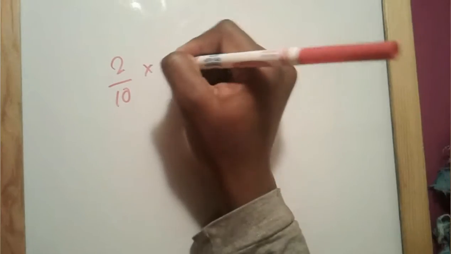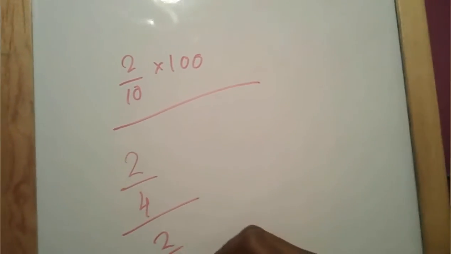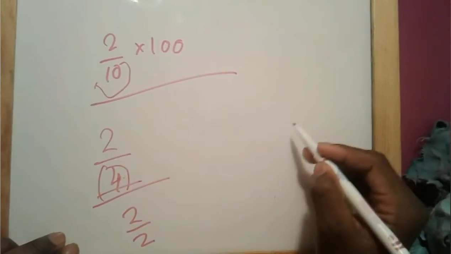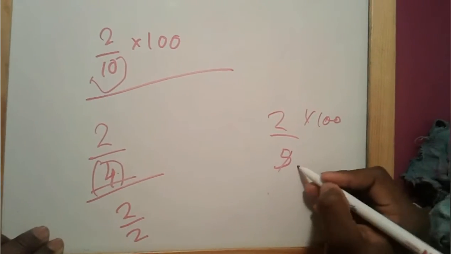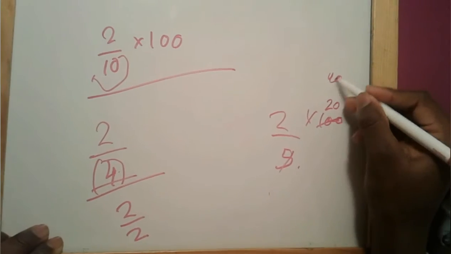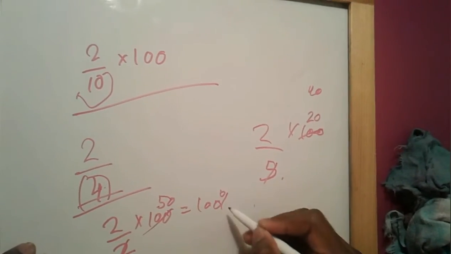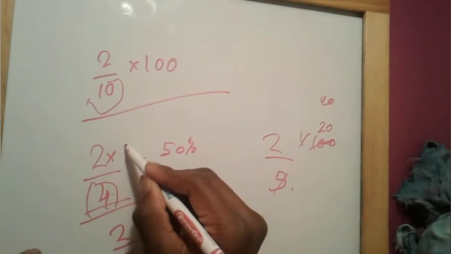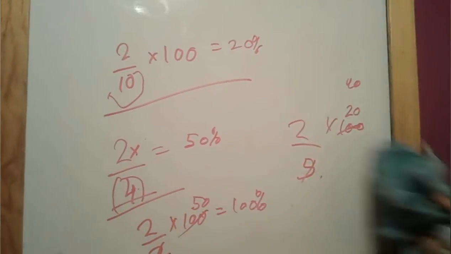So that's how you do it. The easiest ones are the tens, and the second easiest are denominators like 4 and 2, which are easy to work with. If it's 5 and 100, it will be 20 here, and it becomes 40. If it's 100 over 100, it will be 100%. If it's 25, it will be 50%, because 25 times 2 is 50. And that's how it works.